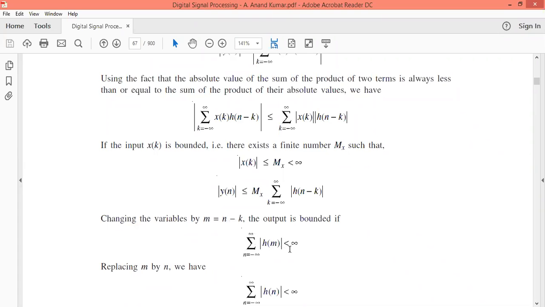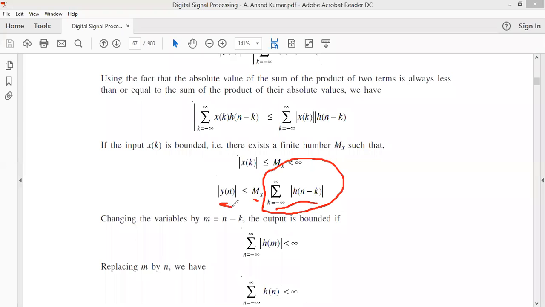|h[n]| should be less than infinity. You get this value less than infinity only when this is finite. That is, this summation from k equal to minus infinity to plus infinity of |h[n-k]|, if this value is less than infinity, since it is finite and the input is also finite, then you get finite values of y[n]. So what is the condition here? This value should be less than infinity.